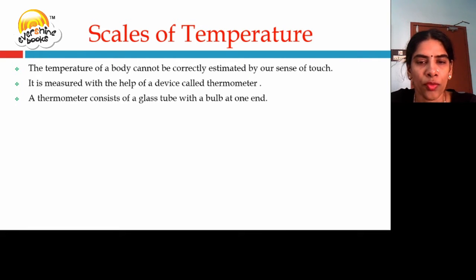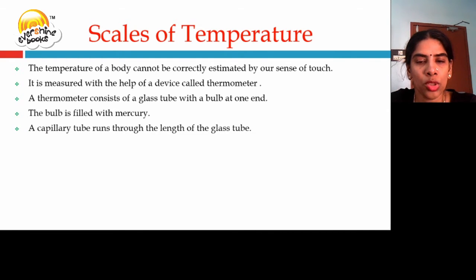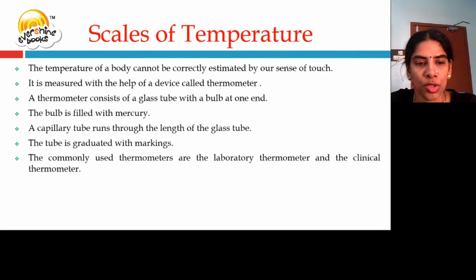A thermometer consists of a glass tube with a bulb at one end. The bulb is filled with mercury. A capillary tube runs through the length of the glass tube. The tube is graduated with markings. The commonly used thermometers are the laboratory thermometer and the clinical thermometer. When you have a fever, your mom would have kept a thermometer to find out the temperature of your fever. Is it not? You can use that thermometer to study this more clearly.